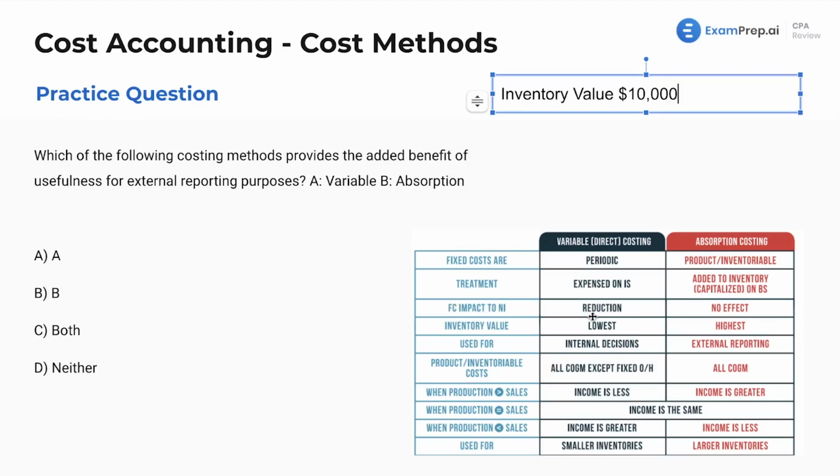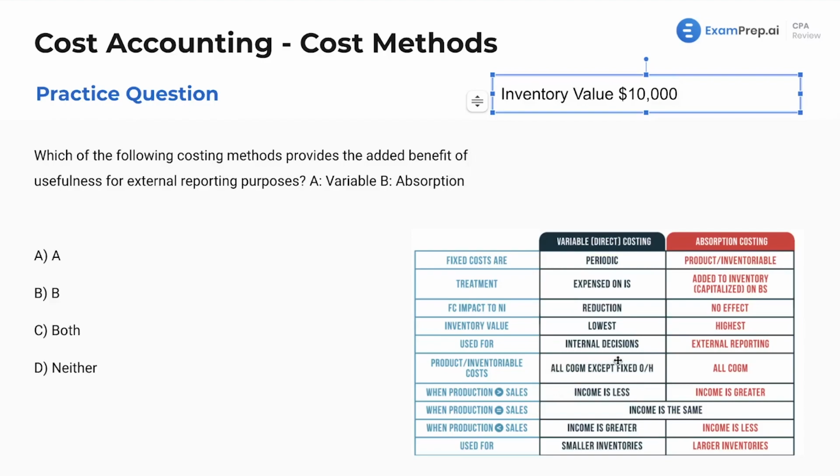Fixed cost impact to net income. It's a reduction under variable costs, and again, no effect under absorption. Used for internal decisions, the inventory value is the lowest under variable. It's the highest under absorption. What are product or inventoriable costs for variable?